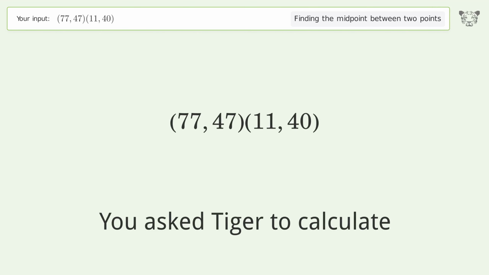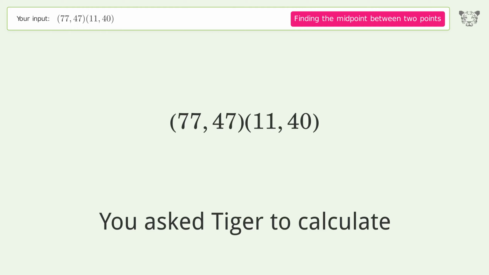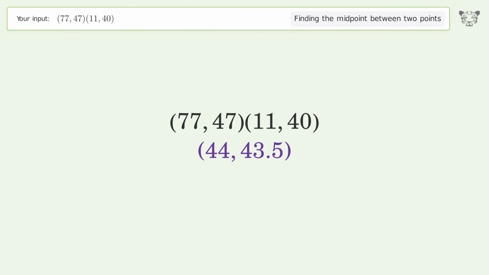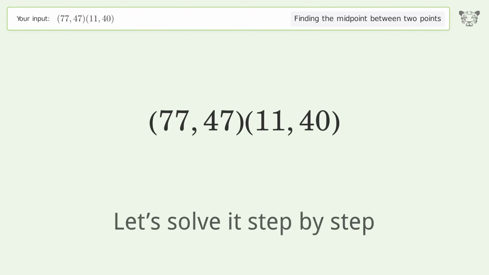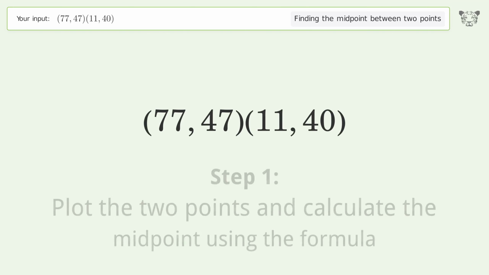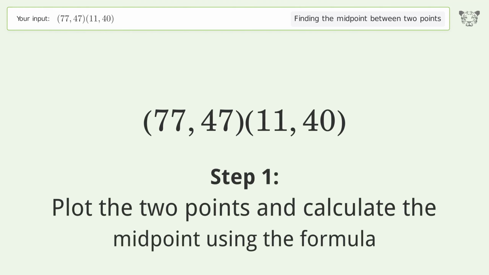You ask Tiger to calculate. This deals with finding the midpoint between 2 points. The midpoint between the 2 points is 44, 43.5. Let's solve it step by step. Plot the 2 points and calculate the midpoint using the formula.